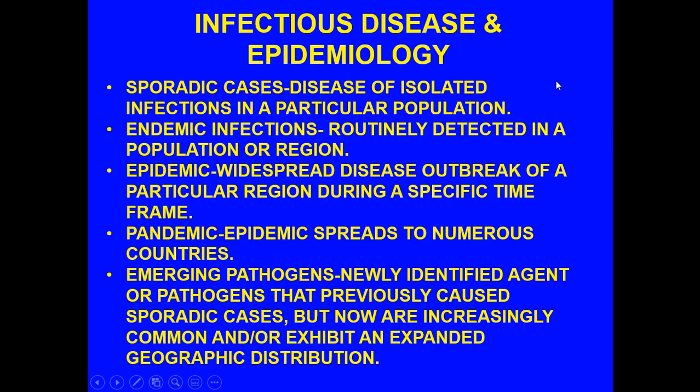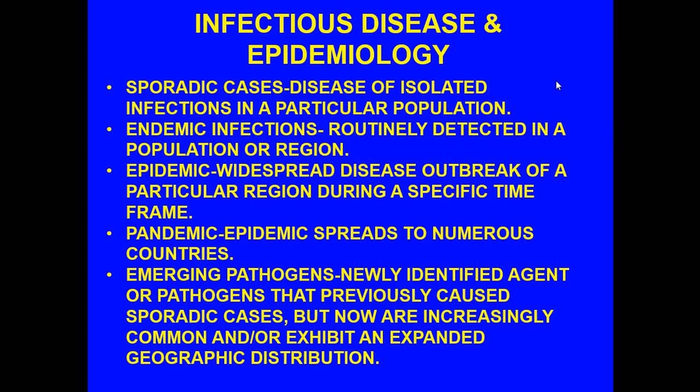When we talk about sporadic cases, this is disease of isolated infections in a particular population. When we talk about endemic infections, these are routinely detected in a population or region. For example, if you went to, let's say, some southern area of Africa, an endemic infection might be malaria. You would not find it in Alaska.